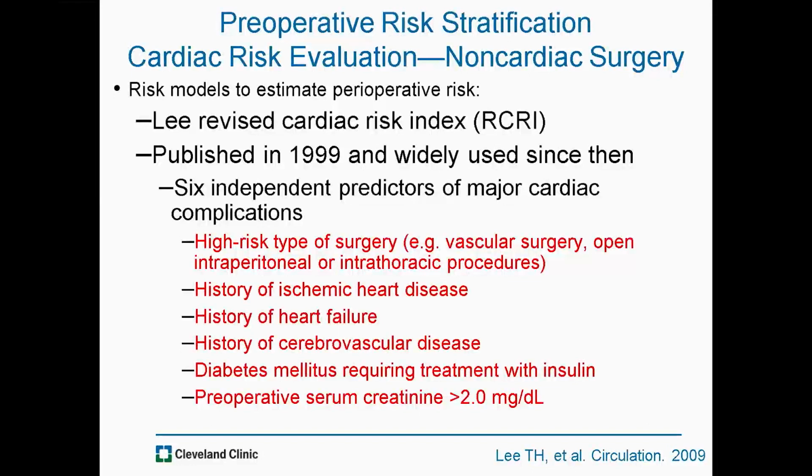And it's relatively simple. There's 6 independent predictors. One is the type of surgery, which is important, and high risk is considered vascular surgery or open intraperitoneal or intrathoracic surgeries. Then in terms of the history, there's history of ischemic heart disease, heart failure, history of stroke, diabetes mellitus requiring treatment with insulin, or chronic kidney disease with a preoperative serum creatinine greater than 2. So each one of these risk factors adds 1 point to the cardiac risk index.